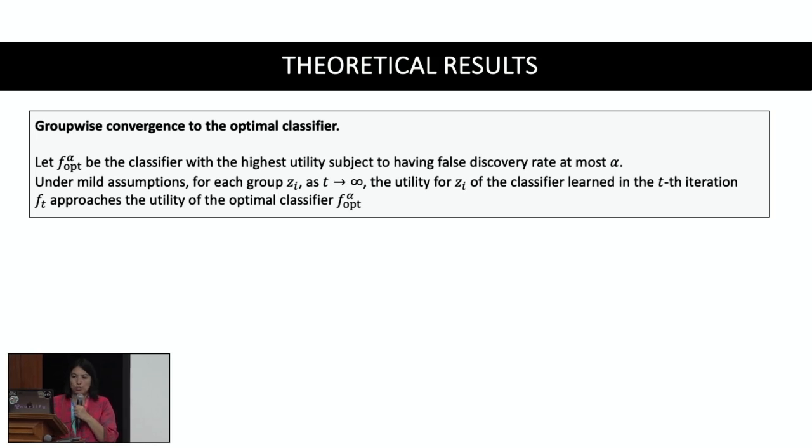So what we can show is that when we look at this type of high-level framework, we let f opt alpha be our optimal classifier that has highest utility, subject to having a pre-specified false discovery rate alpha, so we can consider that optimal classifier overall. Under mild assumptions, as we go through our iterative process, the utility of the classifier that we have learned along the way will converge to the utility of that optimal classifier.